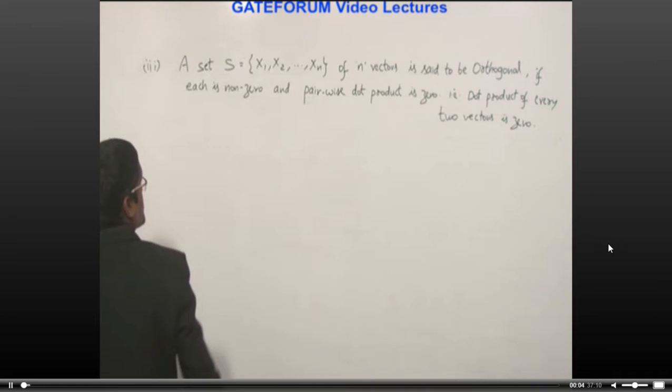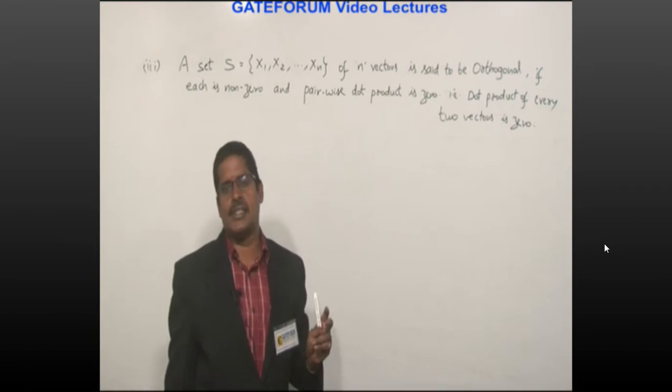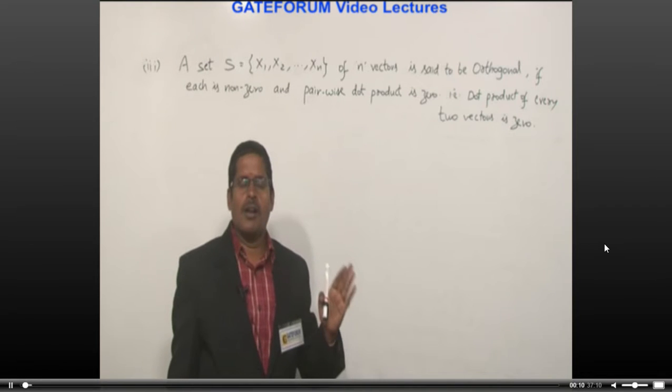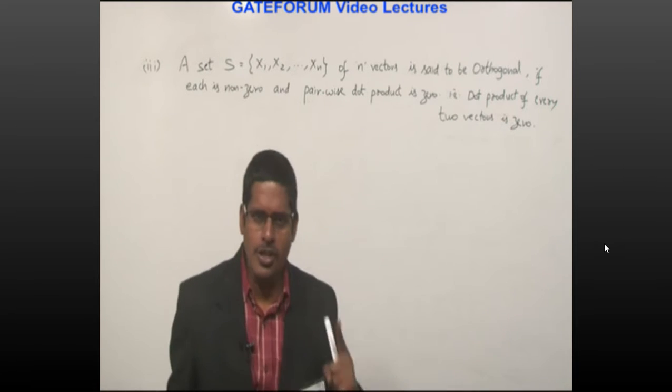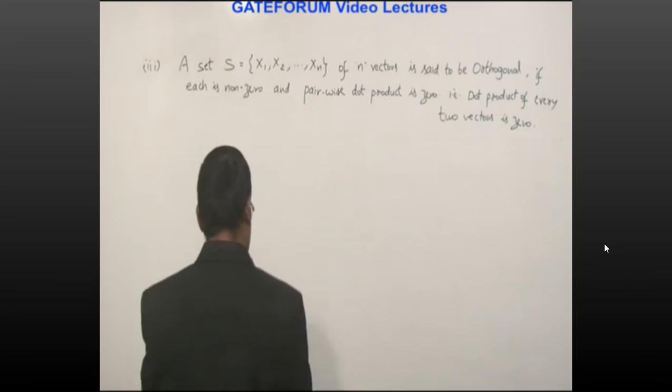Okay. Now what is a set of 2 vectors, 3 vectors or any number of vectors called orthogonal? Each vector is non-zero, and the dot product of every 2 vectors is 0. A simple example, see.